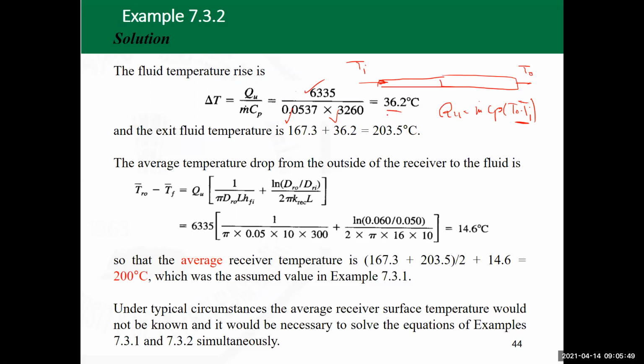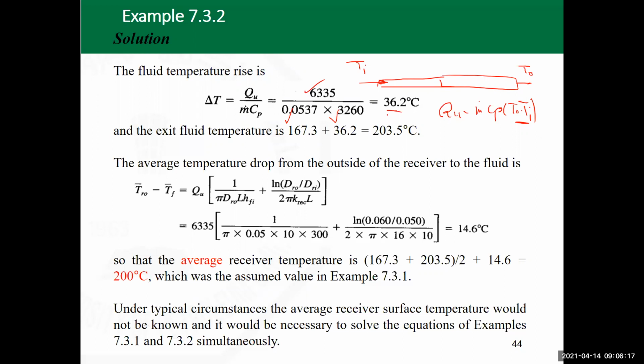What is being done here is just an estimation of the average temperature drop from the outside surface to the fluid. Outside surface T, R out is the receiver outlet temperature. TF is the fluid temperature, and the difference is about 14. So we're talking about an average temperature of the receiver of 200 degrees centigrade.